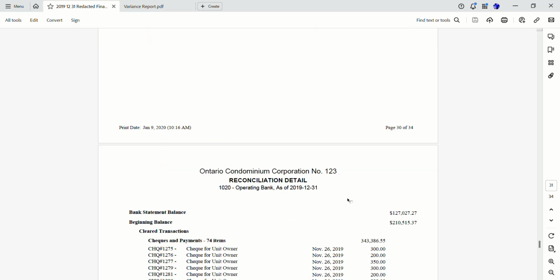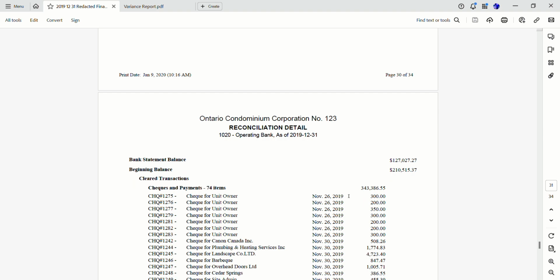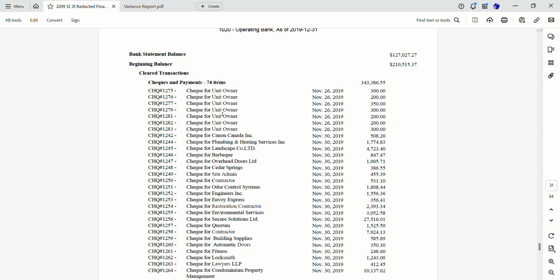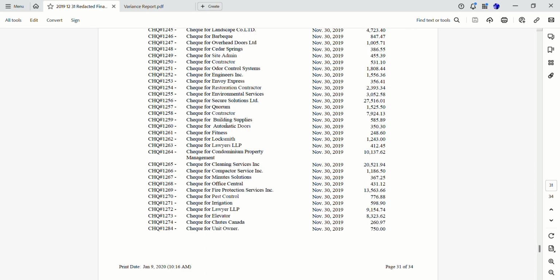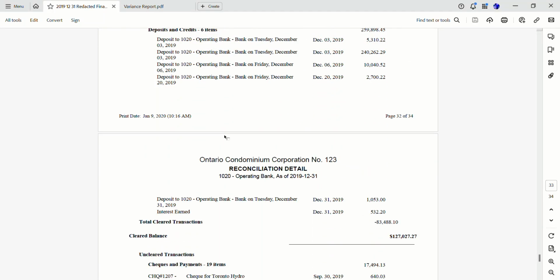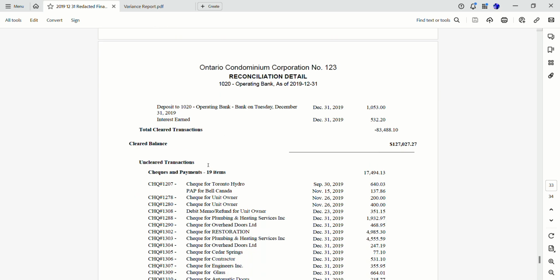And also the reconciliation details. This is the bank information, because we make the payment to the contractor by check. We receive the payment for the common elements fee from the owners by check too, so it's all done by check. We can see the bank statement balance at the beginning, and also each check that has been made and has cleared, the date, and so on and so forth. And also some of the checks have not cleared.